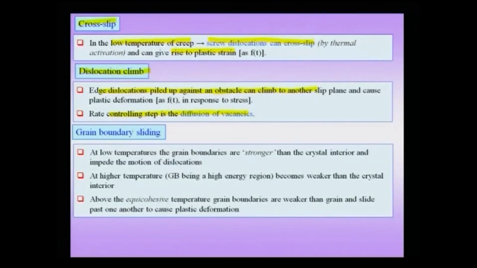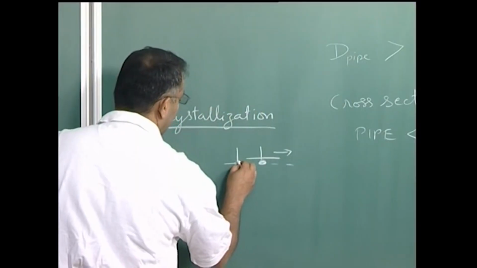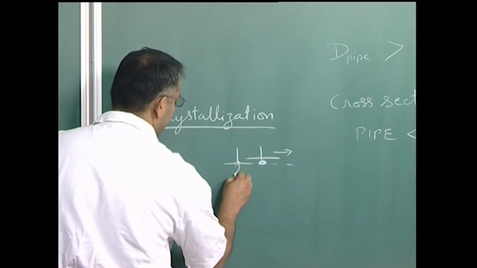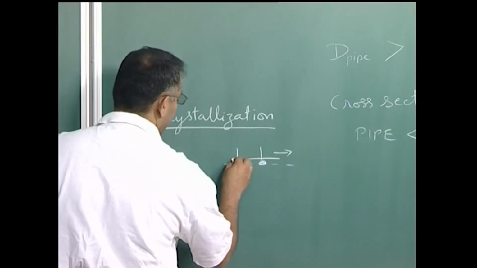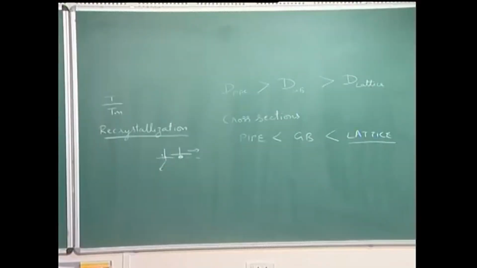And in this case, obviously the rate controlling step is going to be the diffusion of vacancies, because climb is possible only by diffusion of vacancies. And the other way of looking at it is that the atoms at the core, the atomic row which was here at the core of the dislocation or near the core of the dislocation, actually diffuse out. That means that the dislocation can climb by one height.